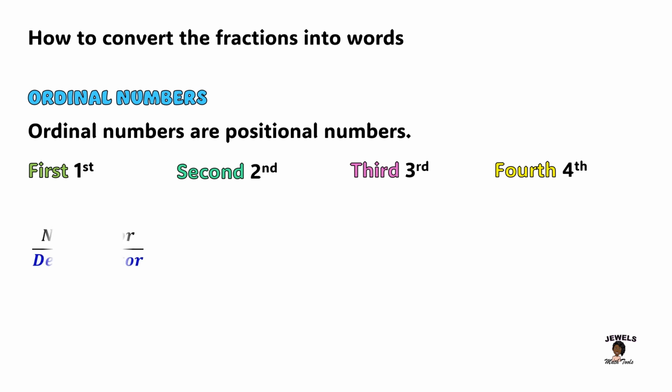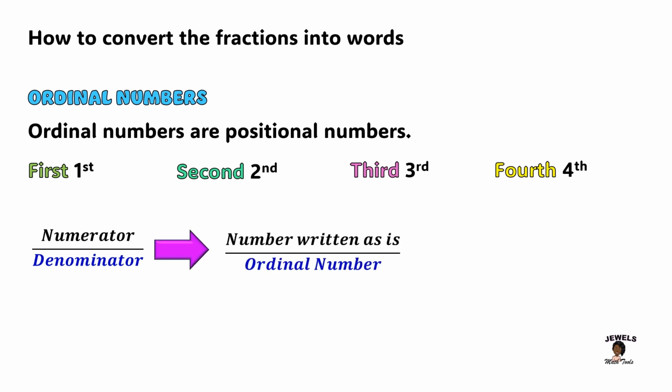And whenever we use these words to convert our fractions into words, remember that your numerator is written as is. That number does not change, but we use the ordinal numbers in our denominator. And then in the final step, we combine both of these parts together, where our numerator, which is written as is, is followed by our ordinal numbers. Now we're going to pretty much be using these same steps to change our mixed fractions into words.